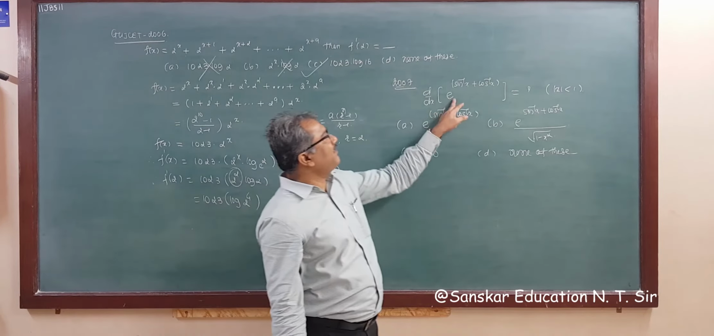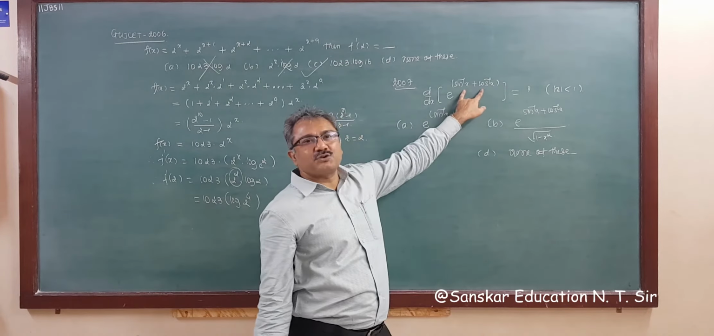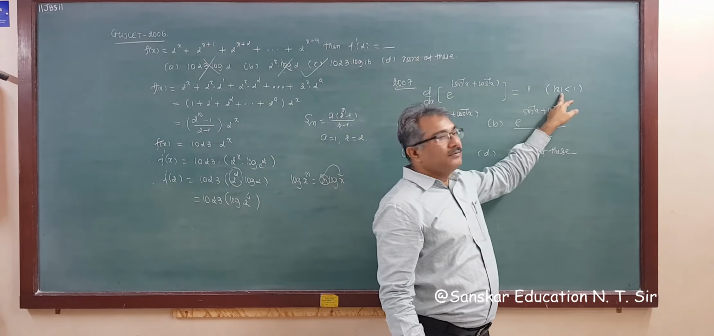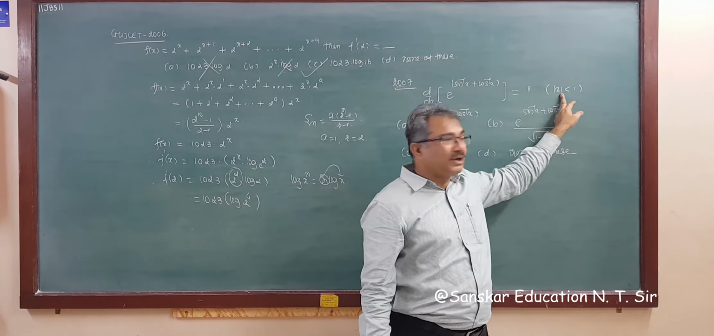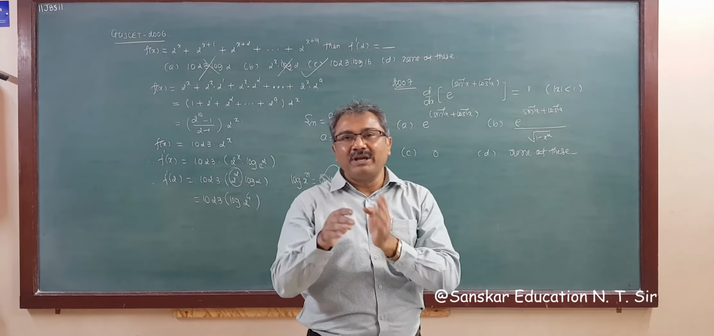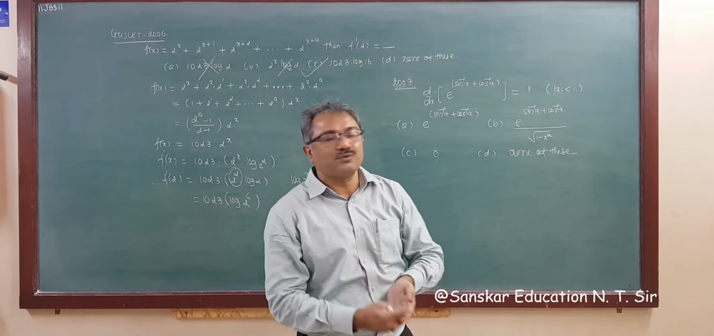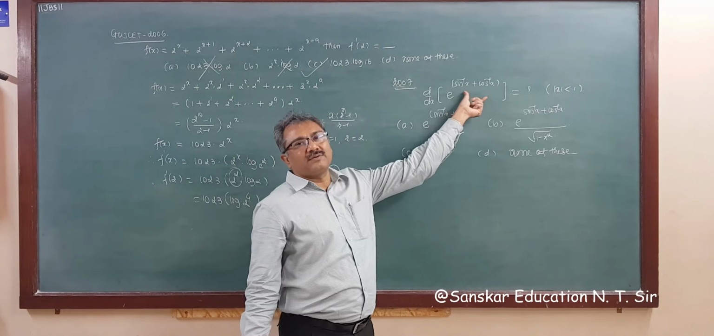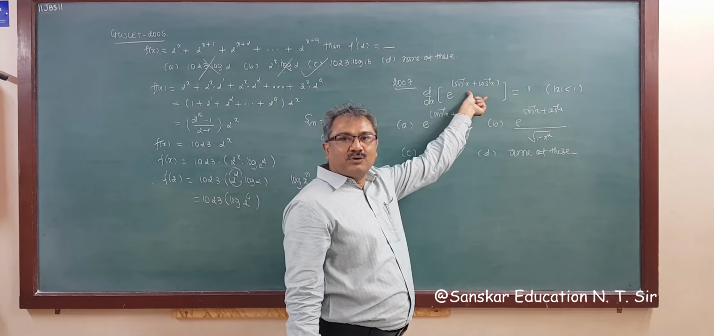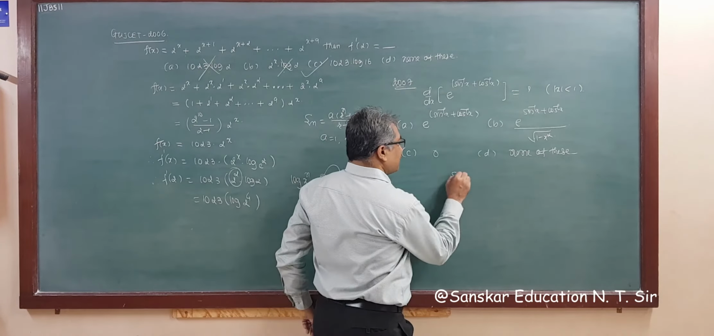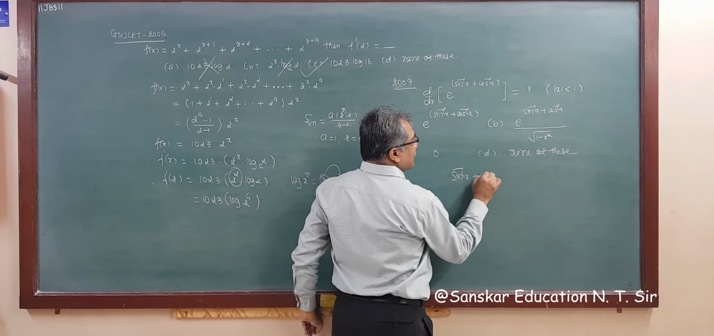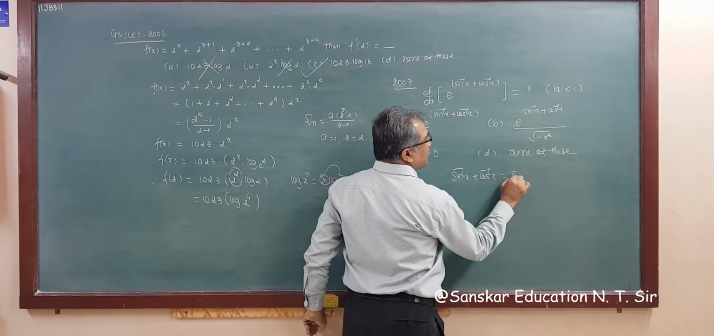So this is given. Now you know this is e raised to sin inverse x plus cos inverse x, and mod x is less than or equal to 1. Mod x is less than 1, that is the domain of x is minus 1 to 1. So in minus 1 to 1, for both functions you know the identity: sin inverse x plus cos inverse x is pi by 2.